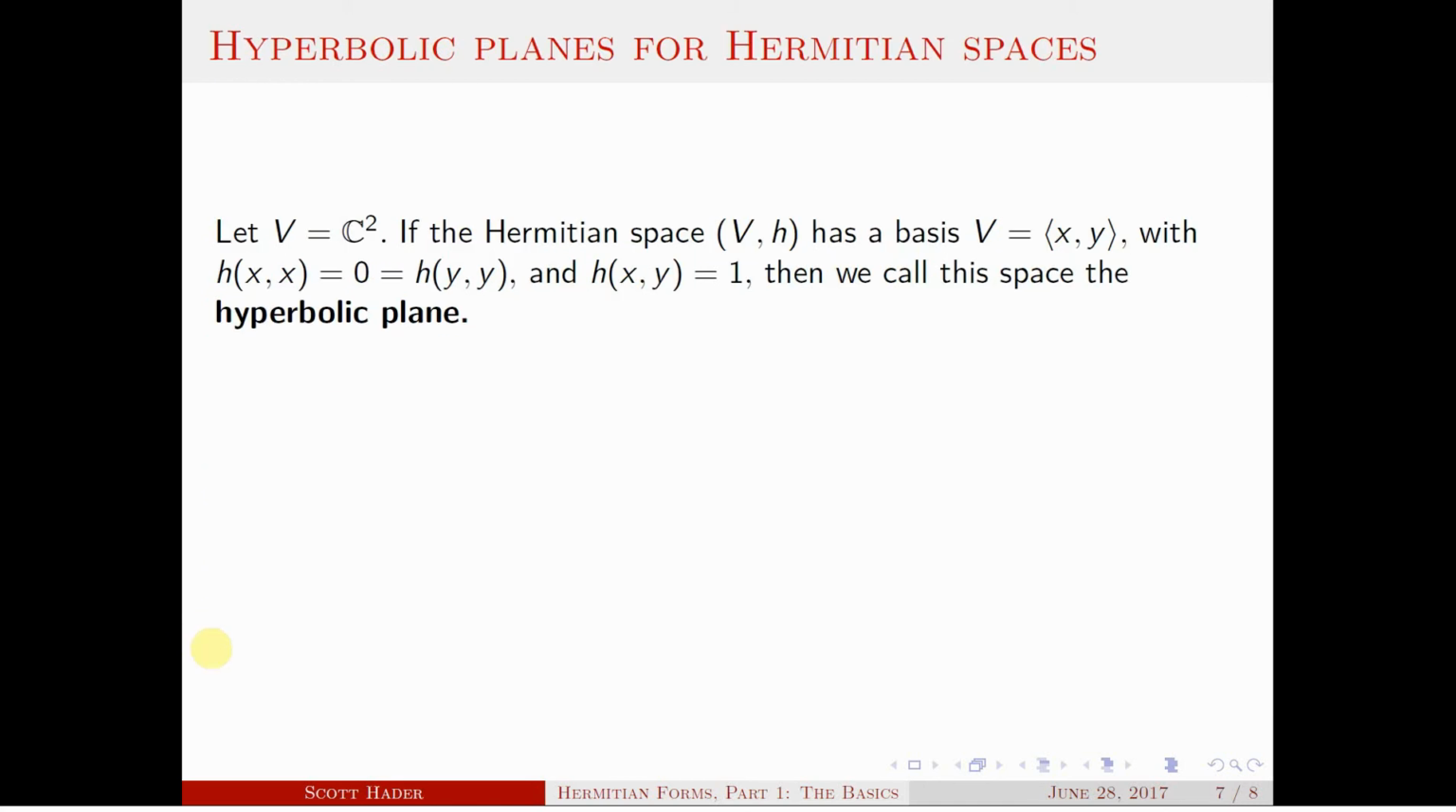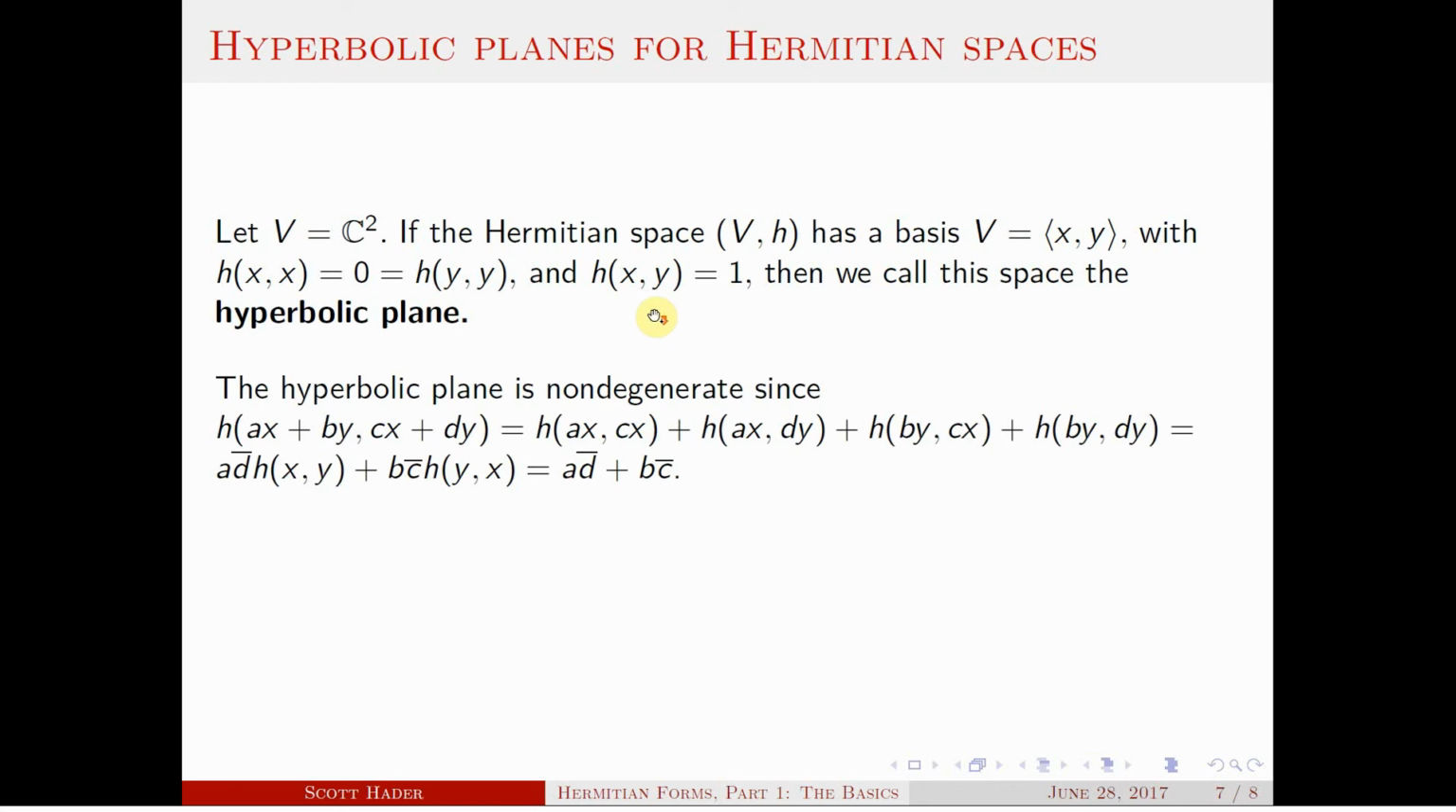Next thing I want to talk about is the hyperbolic plane for Hermitian spaces. And here's how it works. You've got two complex dimensions, C2, and we're thinking of it as a complex vector space. And if it has a basis of two elements that satisfy this property here, where h of xx is 0 and h of yy is 0, remember this can't happen in an inner product space, but it can for Hermitian spaces, and also h of xy equals 1, then this is called a hyperbolic plane for Hermitian spaces.